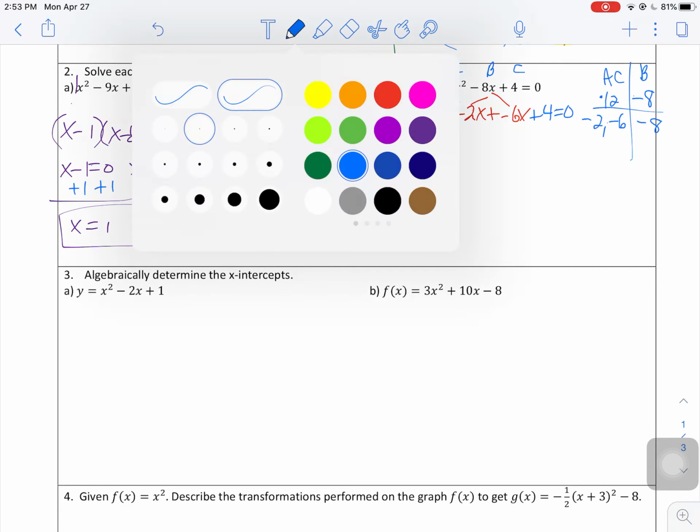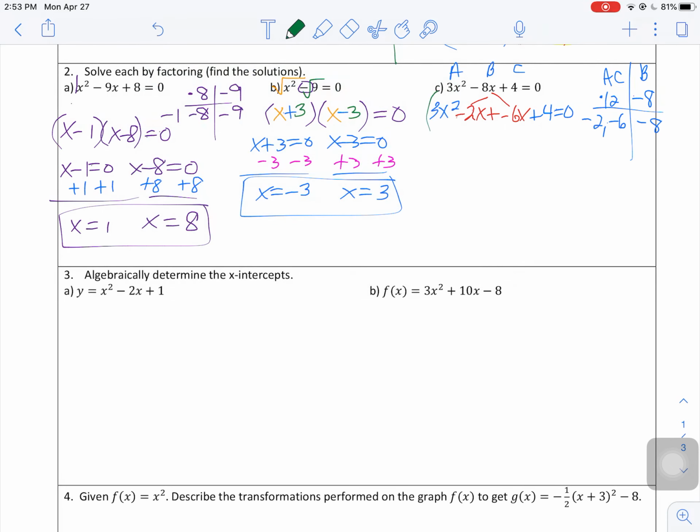So now we're doing factor by grouping. We group the first two terms together. We group the second two terms together. So looking at that first set of parentheses, I see an x as my greatest common factor. So divide the x out in front. Leftovers would be 3x minus 2.